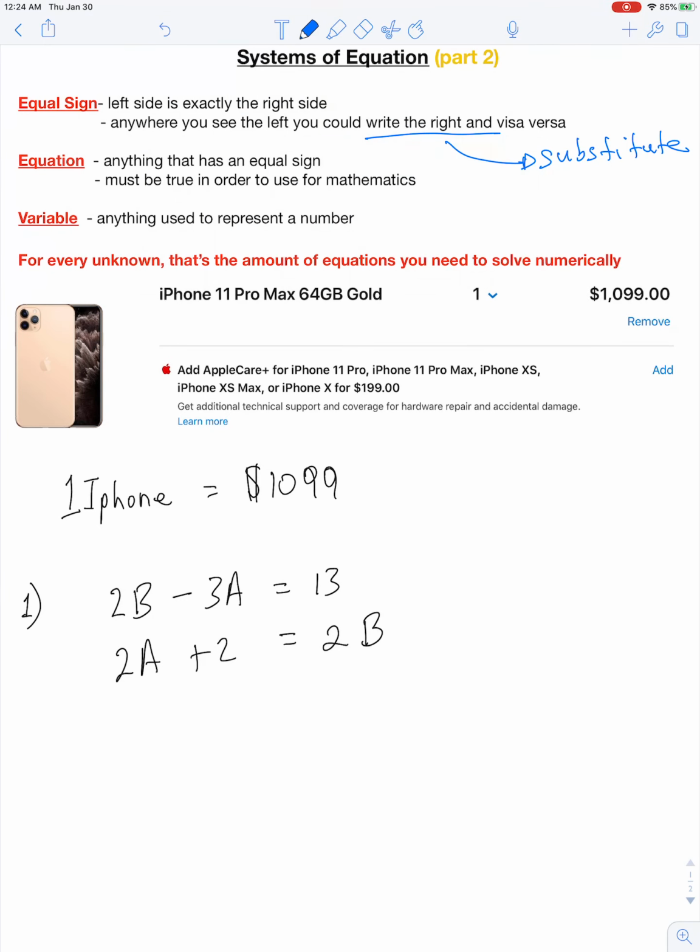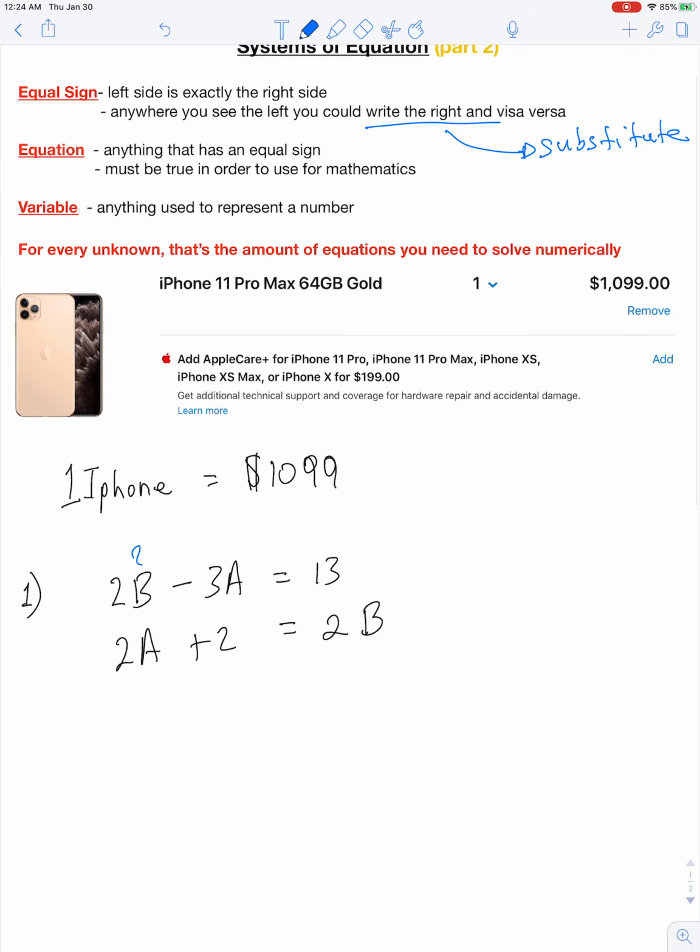So step 1, you want to count how many unknowns you have. We have 1 unknown, 2 unknowns. I don't see any more. Step 2, you want to label how many equations you have. 1 equation, 2 equations. Now I just follow the golden rule: for every unknown, that's the number of equations you need to solve. Therefore, I have 2 unknowns and 2 equations. That simply means I could solve numerically.